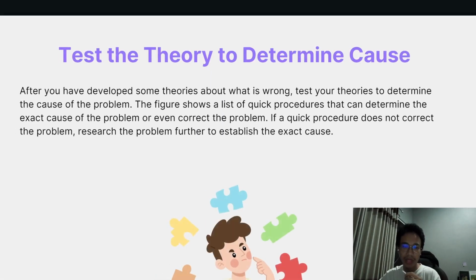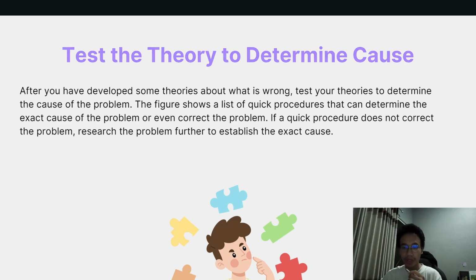And then we move to test the theory to determine the cause. After we have developed some theories about what is wrong, test the theories to determine the cause of the problems. The figures show a list of quick procedures that can determine the exact cause of the problem or even correct the problem. If a quick procedure does not correct the problem, research the problem further to establish the exact cause.